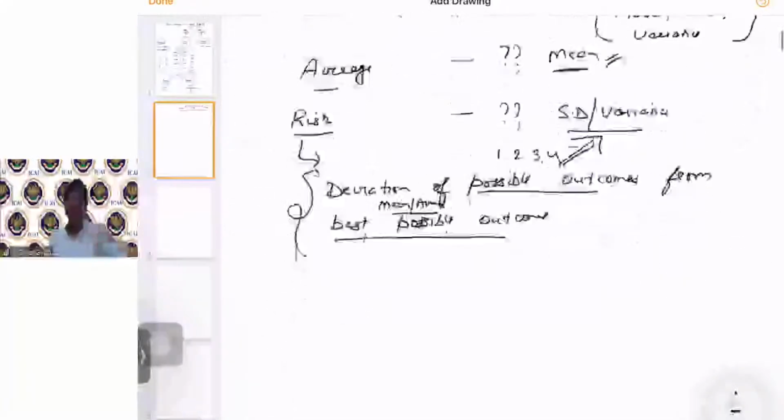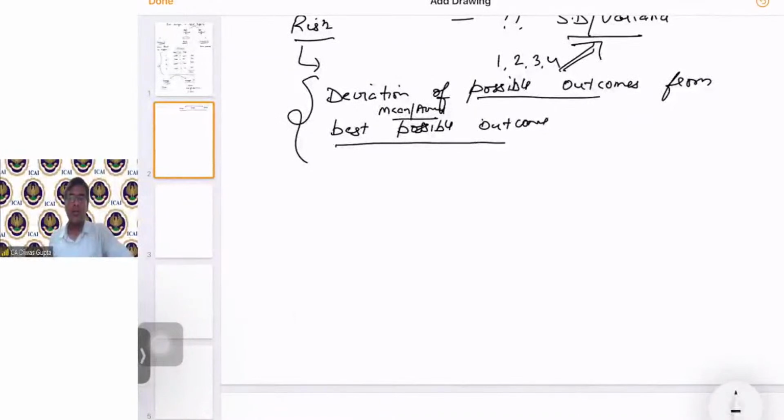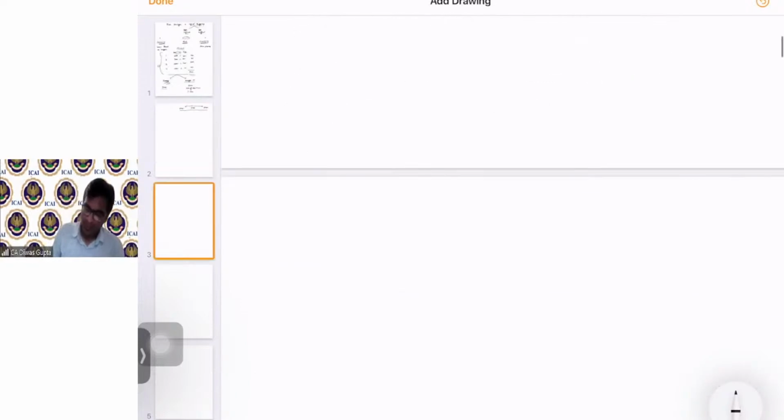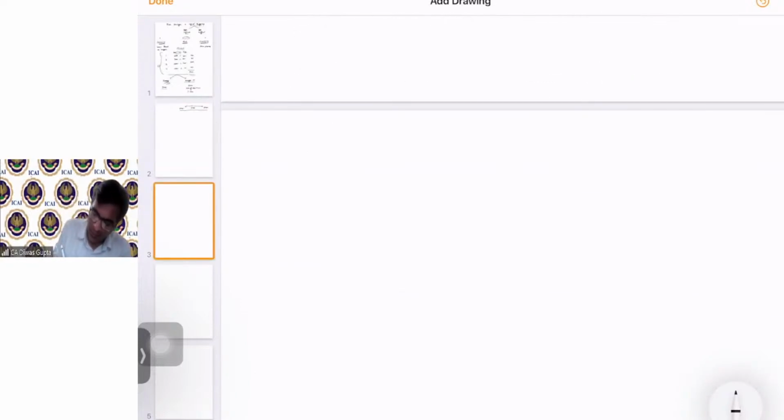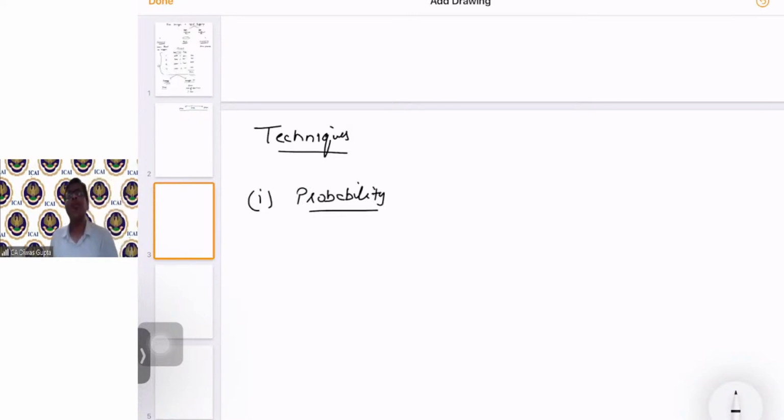Now, let me go further because I will again explain the entire thing and link it with the question. At that point of time, it would be crystal clear to all of you. Okay. Now let's come to the techniques. The first part of technique is probability. It's not a technique, rather it's a concept.